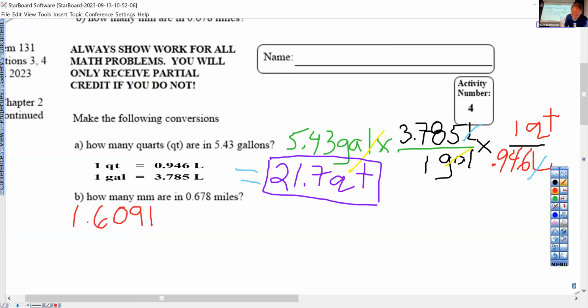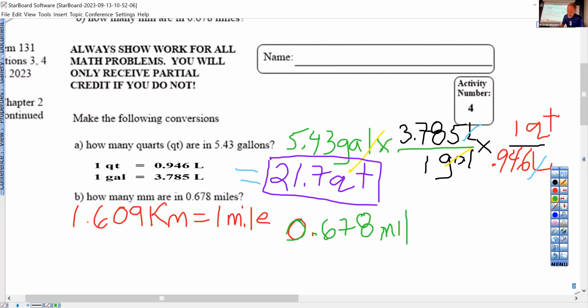1.609 kilometers equals 1 mile. No, not mil, mile. 0.678 is the number you have to convert. I thought I went to green. And that's going to be mile.